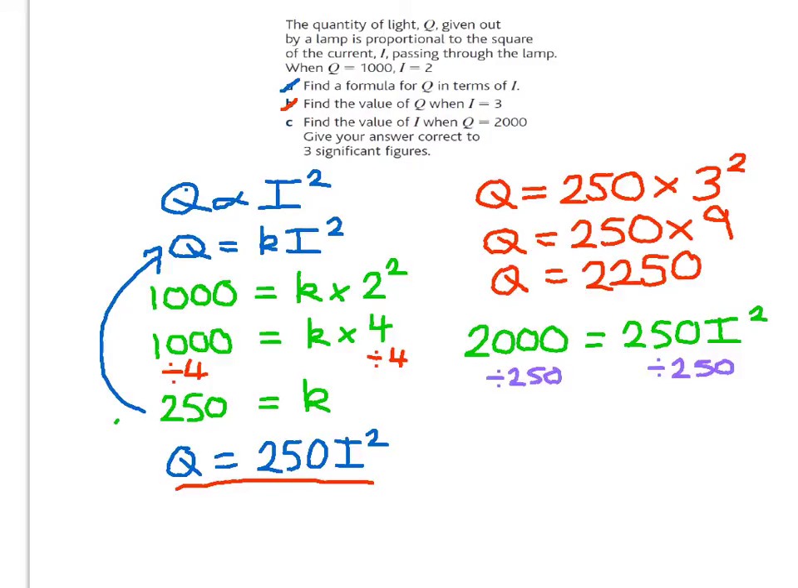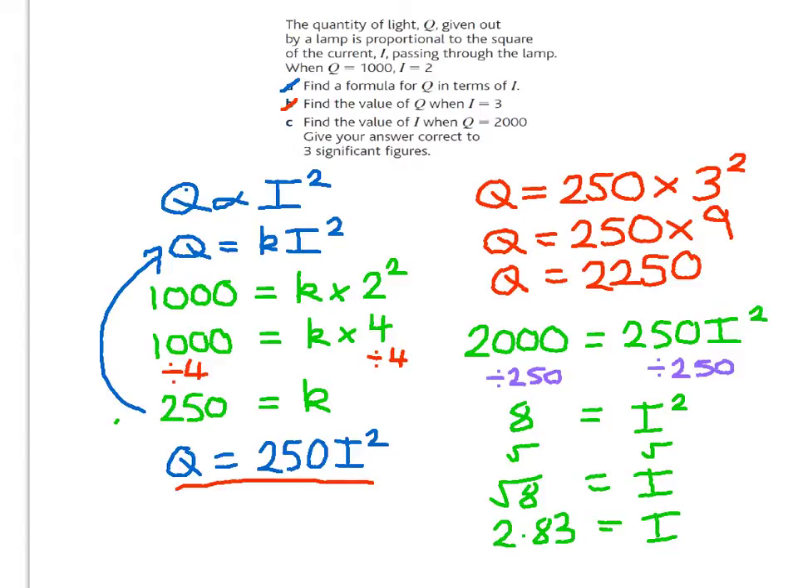If I do that, on the left hand side that leaves me with 8. And on the right hand side that leaves me with I squared. Now, if I squared equals 8, to find what I is, we need to do the opposite of squaring it, which is to square root it. So I must be equal to the square root of 8, at which point I reach for my calculator and find that the square root of 8 to 3 significant figures is 2.83. And that's that first one done.